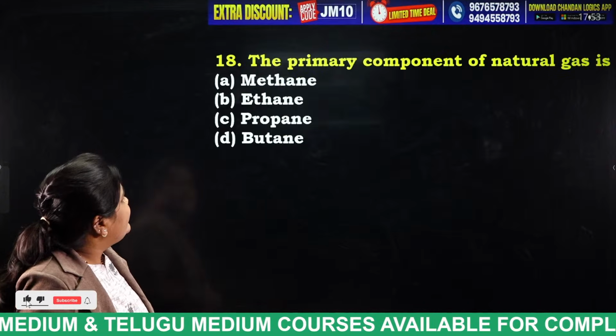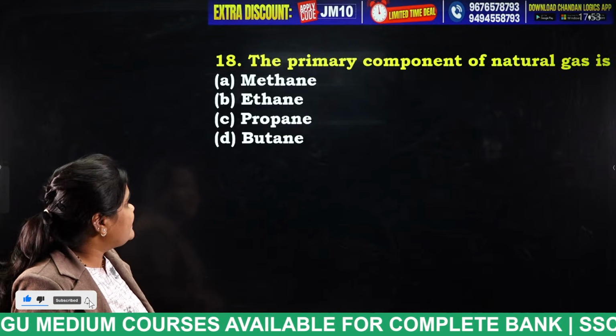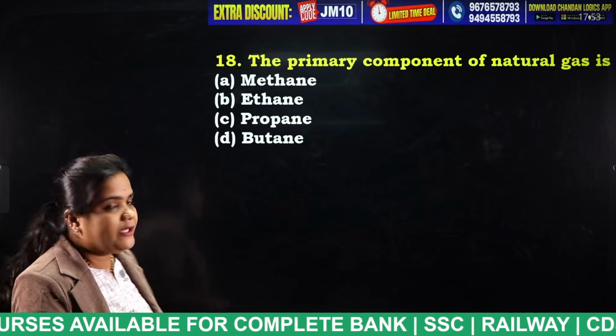Next question. The primary component of natural gas is methane, ethane, propane, butane.